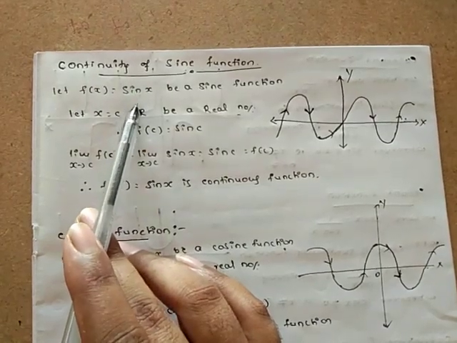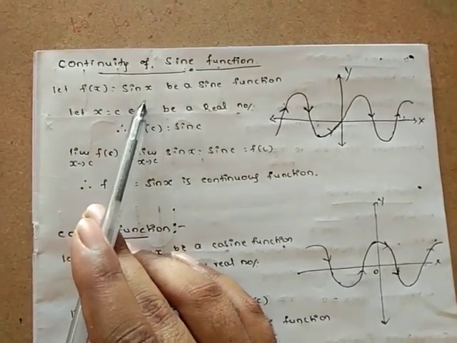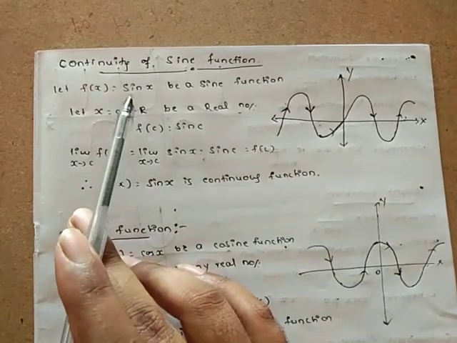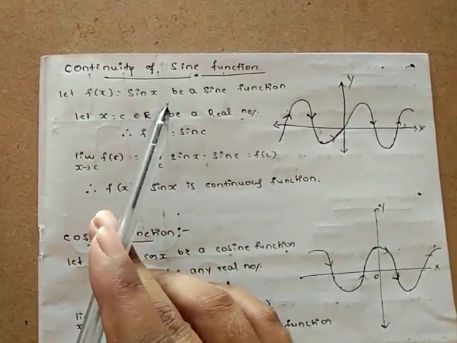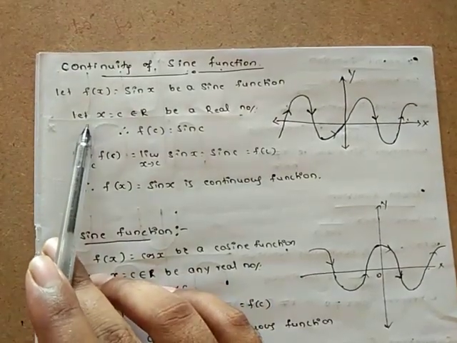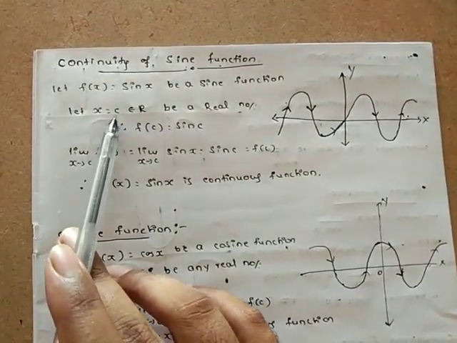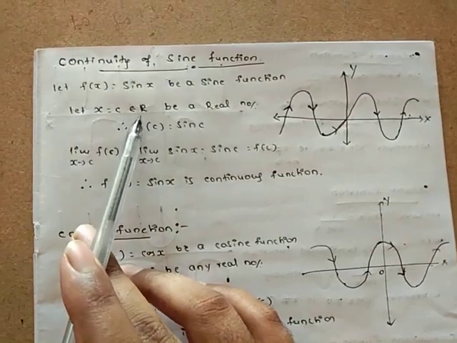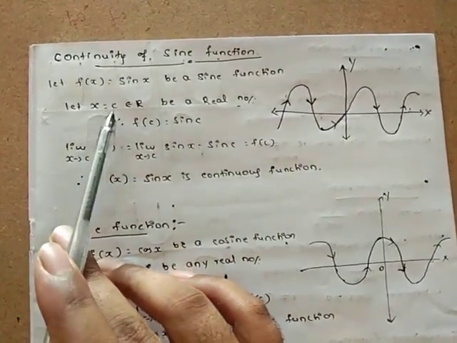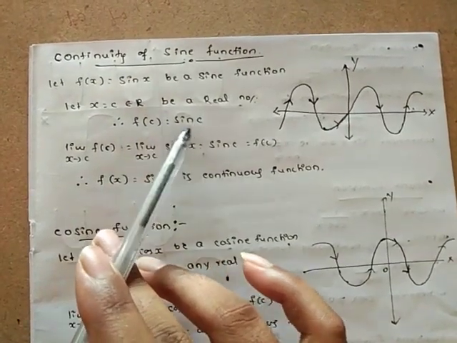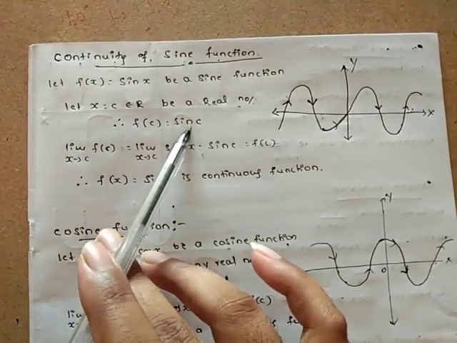So here also we need to check LHL, RHL as well as f of c. Suppose in this condition LHL is equal to RHL is equal to f of c, then we can say that this is a continuous function. So we consider that x is equal to c, which belongs to R, a real number. Instead of x we need to substitute the value of c. Therefore f of c is equal to sin c.